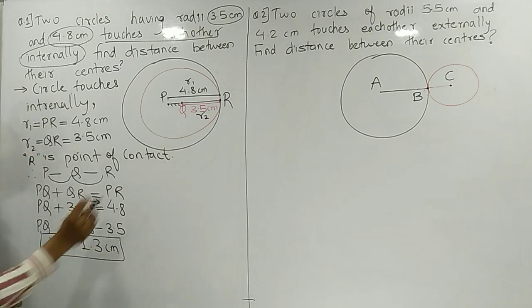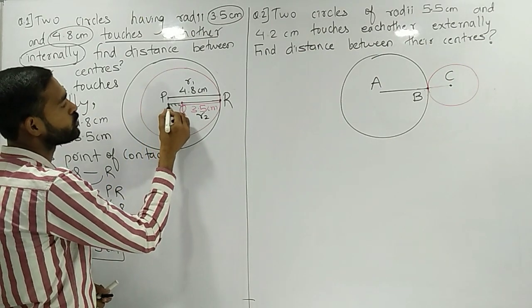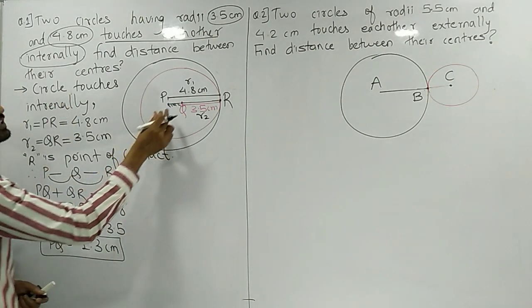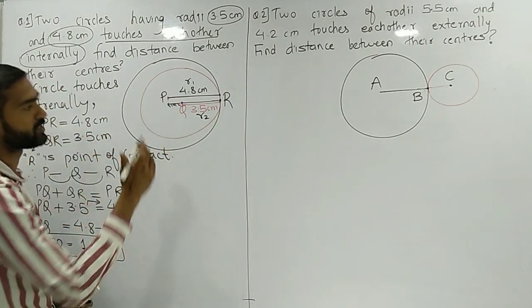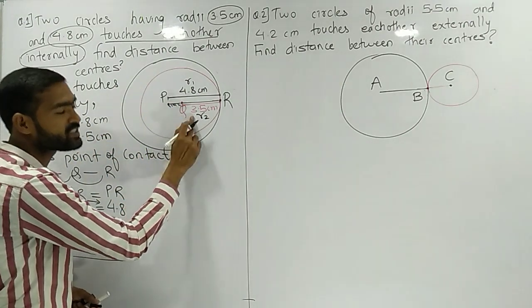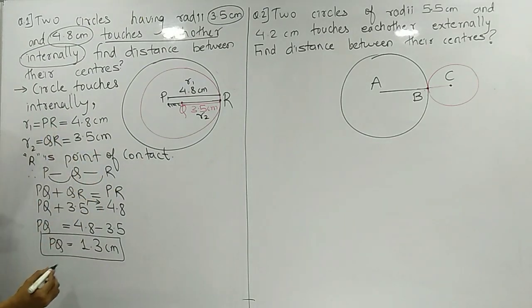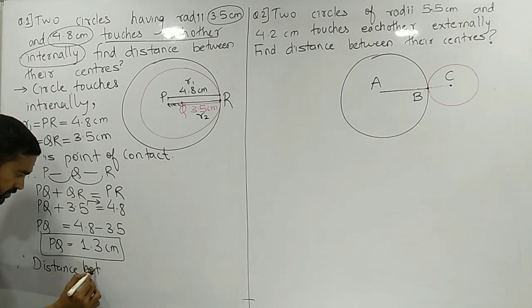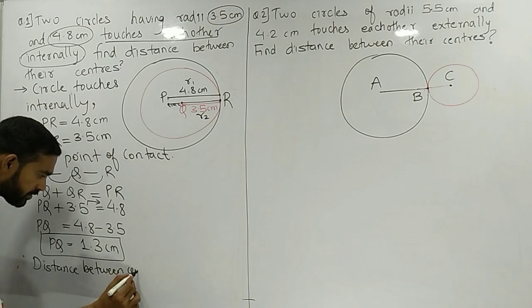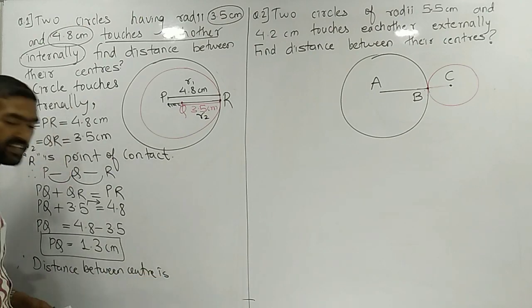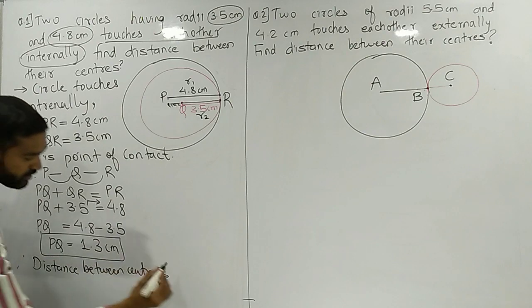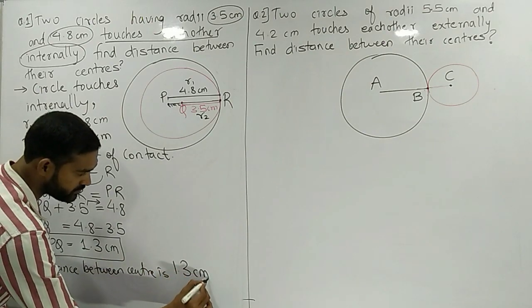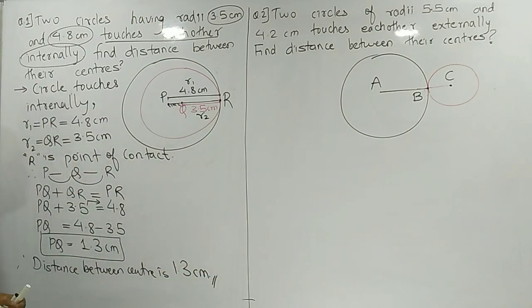centimeter. What is PQ? Look, this is point P, this one Q. PQ is the distance between two centers. So we'll write here, therefore, the distance between centers is 1.3 centimeter. Clear everyone? How we have solved this one?